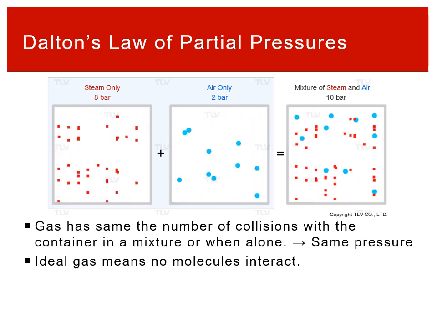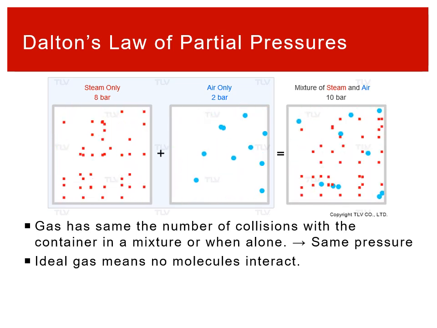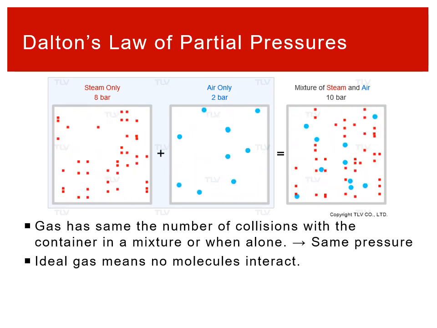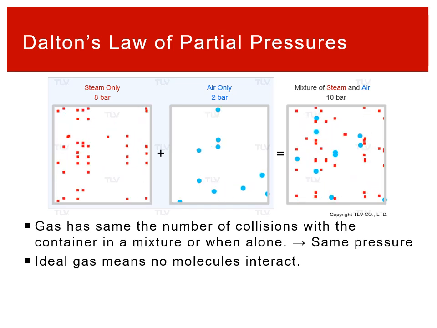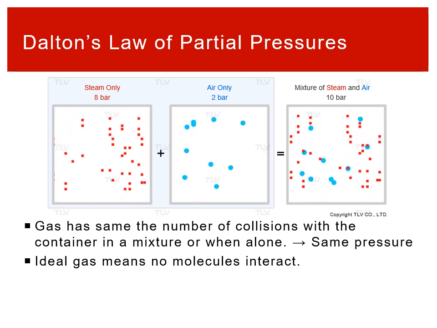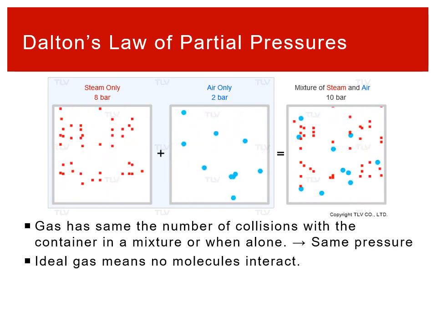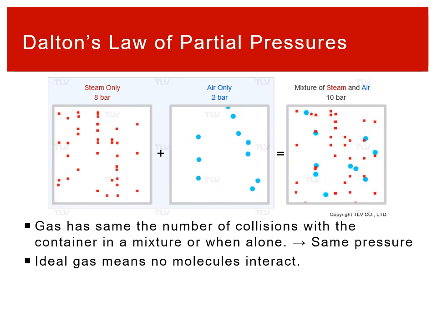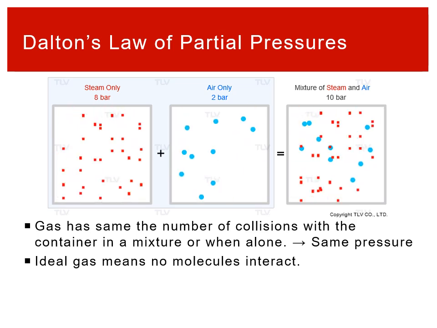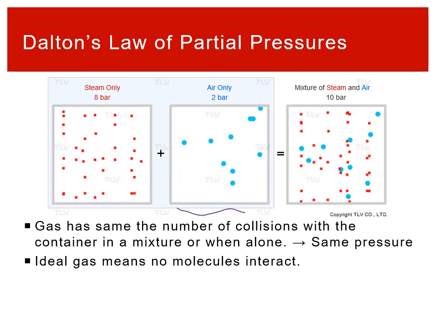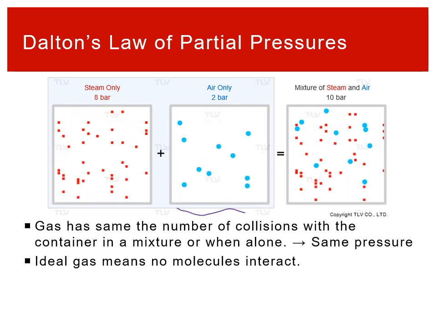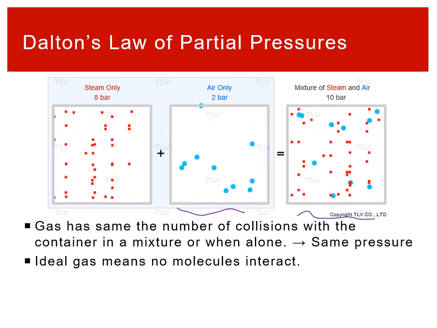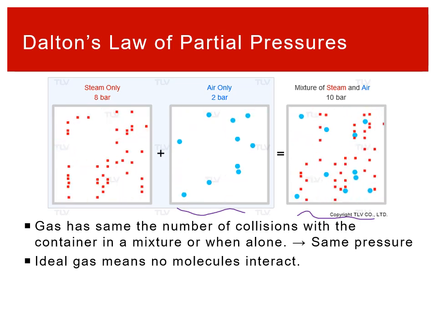So what's going on here is the idea that when we have these molecules moving around in the gas, whether they're by themselves or in the mixture, they still are moving around in the same way. And pressure is all about the collisions of the gas with the container. And so if your air molecules, say in this case, are moving around, colliding with the container in a certain way, and say you get a pressure of 2 bar. Well, when we put them in a mixture, those molecules are still moving around and still colliding with the walls in the same way.